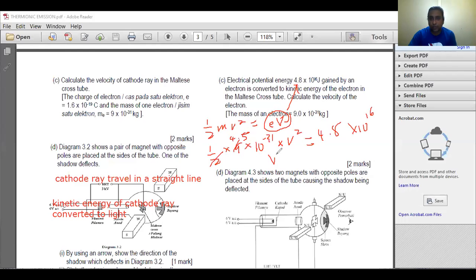So basically v squared equals 4.8 times 10 to the power of 16 divided by 4.5 times 10 to the power of negative 31. Then square root the answer and you get the speed of the electron.